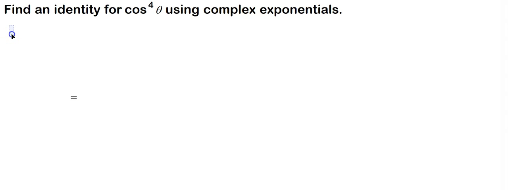So here we have a nice exercise, friends. Find an identity for cosine to the fourth of theta using complex exponentials. So we have to write down a basic fact, a tool, which is that 2 cosine of theta is equal to e to the i theta plus e raised to the negative i theta. That's a well-established fact. So we are looking for cosine to the fourth of theta.